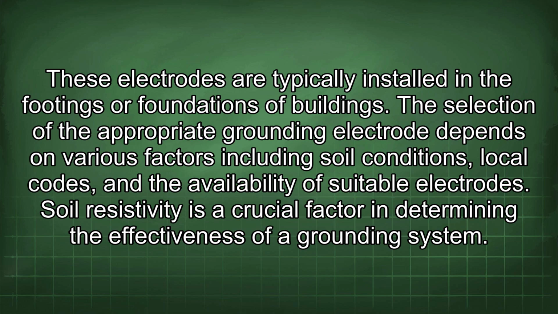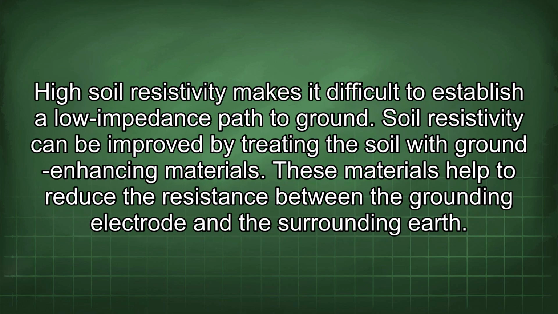The selection of the appropriate grounding electrode depends on various factors including soil conditions, local codes, and the availability of suitable electrodes. Soil resistivity is a crucial factor in determining the effectiveness of a grounding system. High soil resistivity makes it difficult to establish a low impedance path to ground. Soil resistivity can be improved by treating the soil with ground-enhancing materials. These materials help to reduce the resistance between the grounding electrode and the surrounding earth.